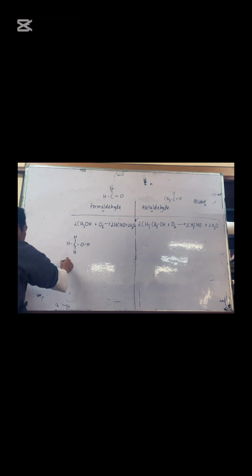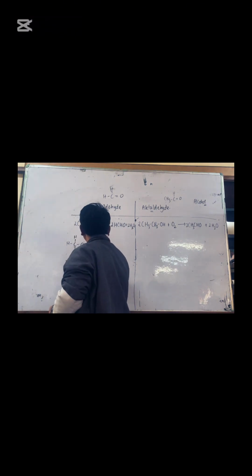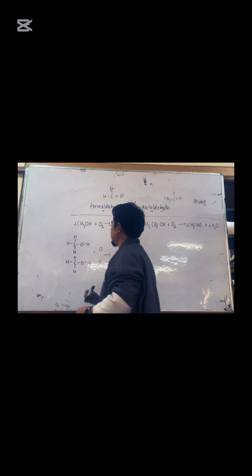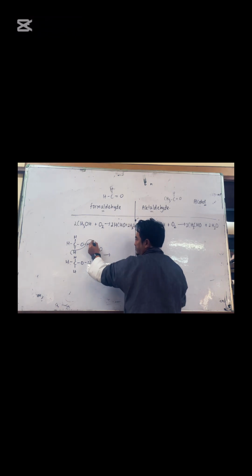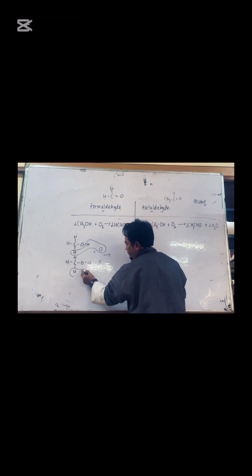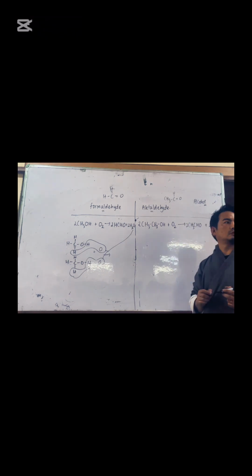This is methanol. So there are in total 2 methanols here. 2 is represented by the 2 structures of methanol here, and I'm going to take the 2 oxygen as well. Now you can see here, this hydrogen will combine with this oxygen and form 1 molecule of water. Again, this hydrogen will combine with this hydrogen and oxygen will form another molecule of water. So you have 2 molecules of water here. You understand how we got the 2 molecules of water?